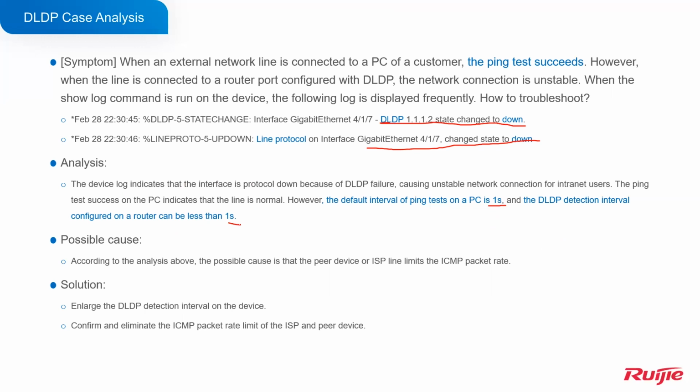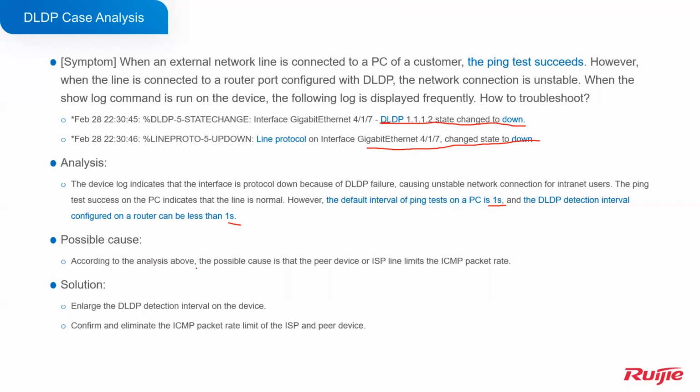The reason why it's unstable is that the interval of DLDP detection is too short, or shorter than the delay with which we receive the response from the peer. So it causes DLDP to turn down this interface because of the timeout, right? So it's used as the possible cause here.